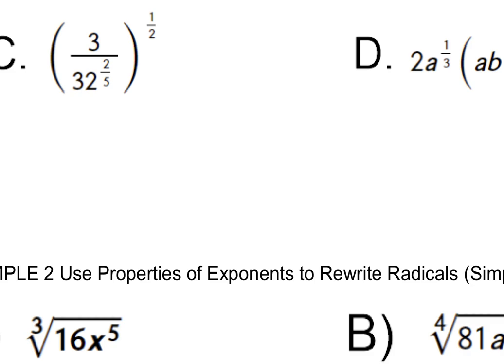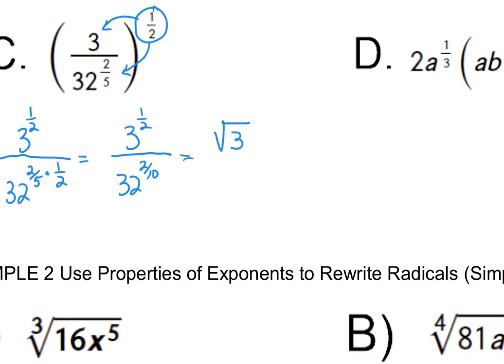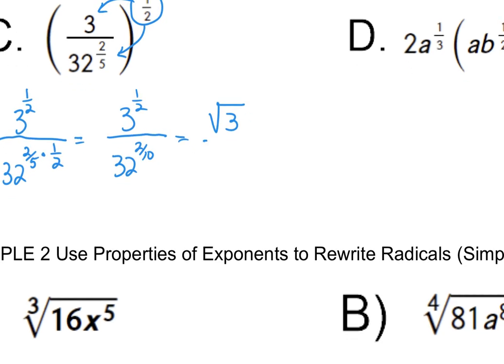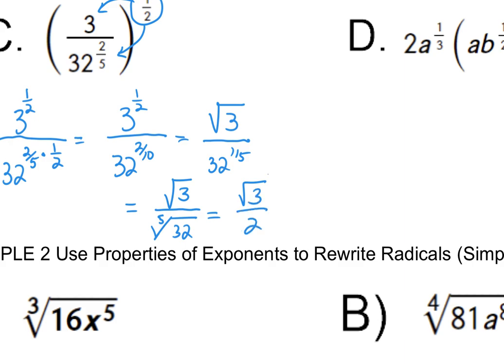That's going to be, now I'm going to write the square root of 3 for 3 to the 1/2 over 32 to the 1/5. That's the square root of 3. 1/5 is the 5th root of 32, which we know is 2. So this ends up being square root of 3 over 2.